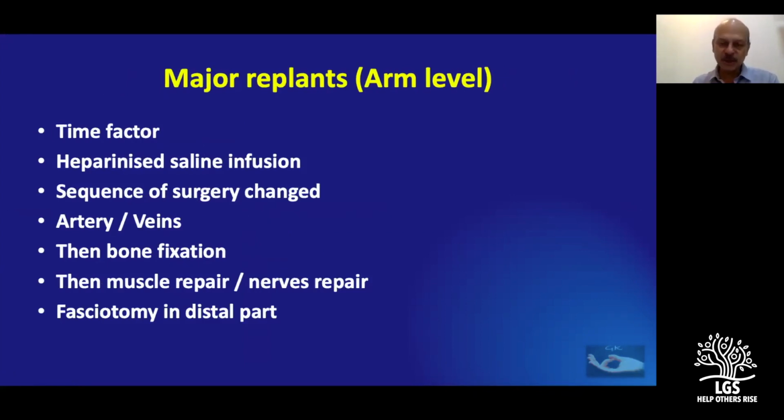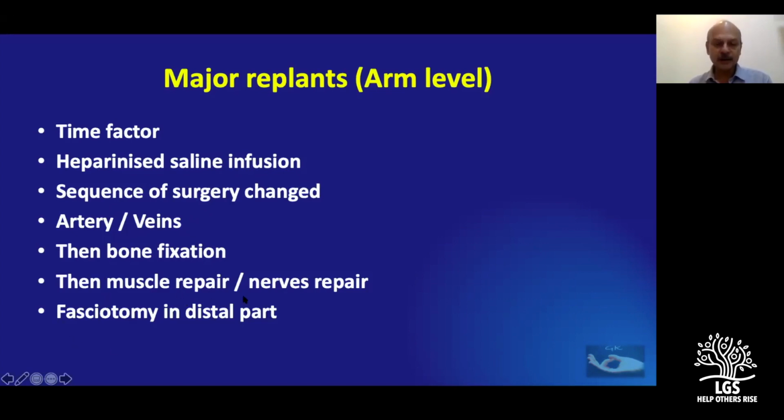Next, we come to major replants. In the major replants, especially the arm level, the time factor is most important. We know that the forearm has a lot of muscle, which can lead to a lot of problems. So the amount of necrosis that occurs, if it goes beyond the time, because muscles cannot withstand ischemia well, they may go in for irreversible changes. So heparinized saline infusion can be done. The sequence of surgery again is changed here. The arteries and veins are done first, and then the bone fixation, and then the muscle repair is done, and the nerves are repaired. This is obviously because you want to cut down the time of ischemia.